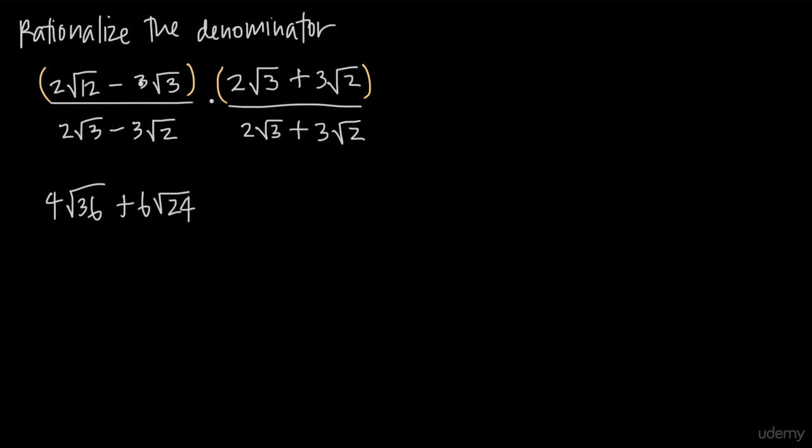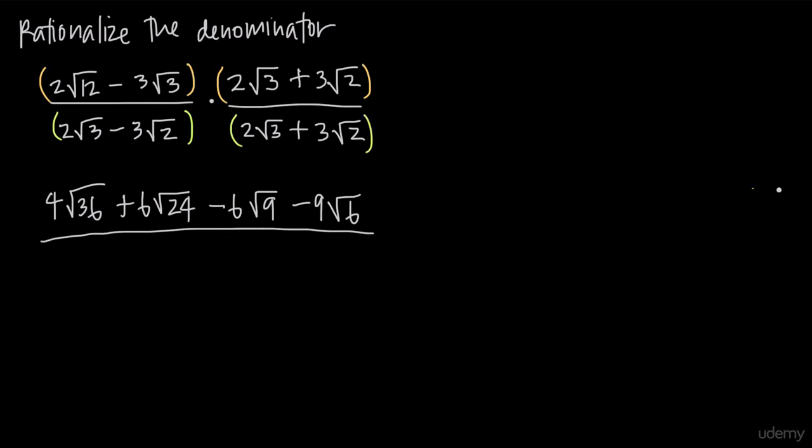Then we'll do negative 3 root 3 times 2 root 3. We're going to get a negative 6 square root 9. And then negative 3 root 3 times 3 root 2 is going to give us a negative 9 root 6. We'll divide that by whatever we get when we FOIL out the denominator, and we'll just take again our two binomials and multiply those together.